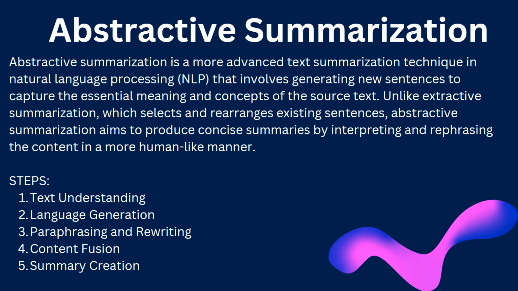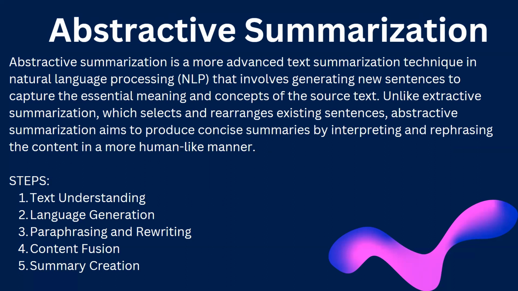The generated sentences may involve paraphrasing and rephrasing of original text to create a concise and cohesive summary. The model may choose synonyms, change sentence structure, and adapt the language to ensure the summary is both accurate and readable. Content fusion. The abstractive summarization model may fuse information from multiple sentences in the source text to create a single sentence that captures the main idea. This fusion of information can help condense the summary while retaining the essential concepts.